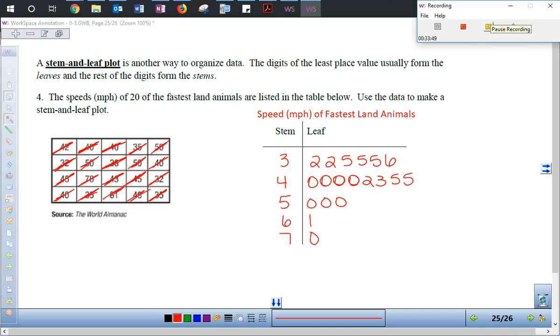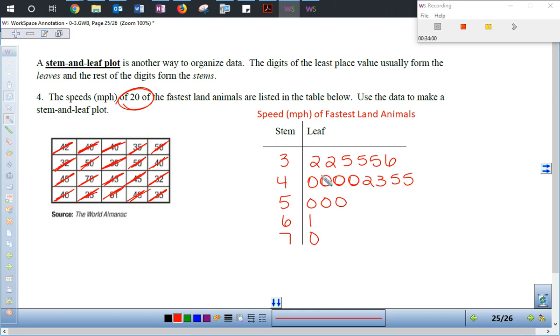Once you're done, it should look like this. If you'll notice, we started with 1, 2, 3, 4 by 1, 2, 3, 4, 5. We had 20 numbers here, so it says 20 of the fastest land animals. Now, if I want to make sure that I have all the numbers, I'm actually going to count the leaves.